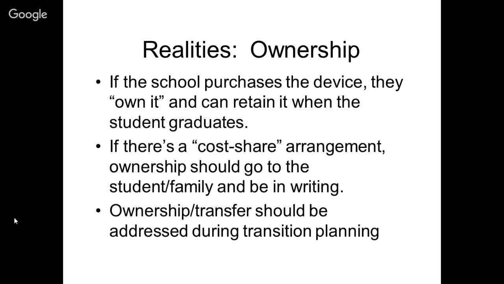If the school says, for example, they will pay any deductibles and co-pays, if the family's health insurance will pay the remainder, that's a great opportunity to collaboratively make sure the child gets what they need. However, there should be a written agreement that ownership belongs with the student and family, and again, in writing. It's very important to address ownership and the transfer of any device during transition planning.